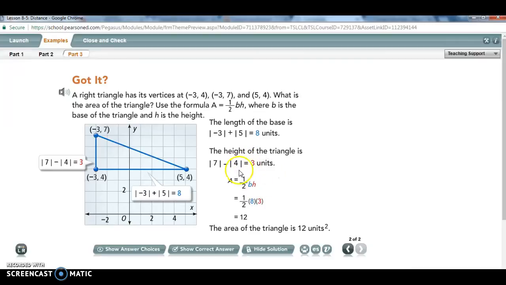Then you have to apply those numbers into our equation. So A equals 1/2 times B times H, base times height. So 1/2 times 8 times 3. If you multiplied all of these together, you would get the answer of 12.